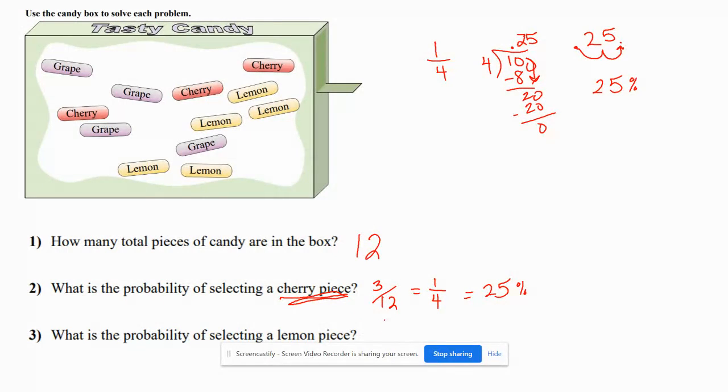All right, let's answer this last one. Selecting lemon. Lemon is what, 5 over 12? We can't simplify that, and 5 over 12 would give us 0.416 with the 6 repeated. And that just changes to 41.7% if I round. Now, you can do 5 over 12 in your calculator to get this decimal, or you can do it like I did up here. You'll get the same answer, 0.416 with the 6 repeated. And don't forget to move it 2 decimal places to get your percent.